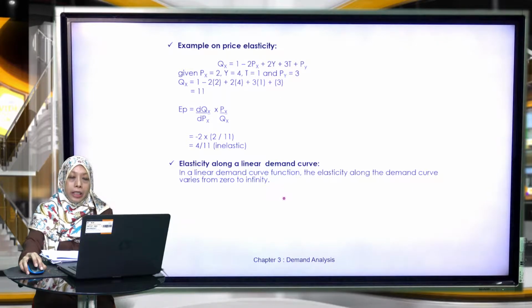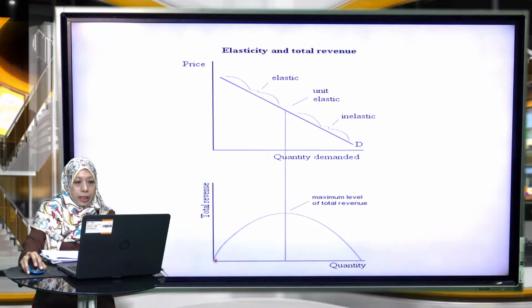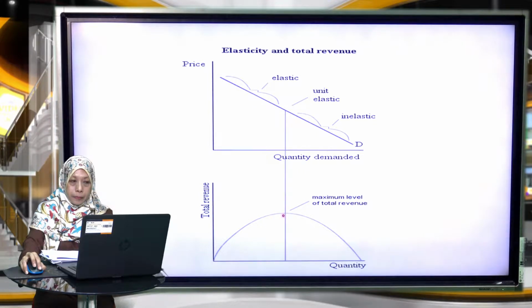Now, your demand curve is a downward sloping curve. So this is your demand curve. Even though you have a straight line demand curve, this demand curve can be divided into 3 different types of elasticity. Notice that when output increases from 0 up till the midpoint here, total revenue increases. So over this range of outputs, demand is said to be elastic.